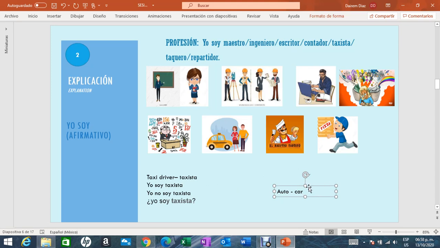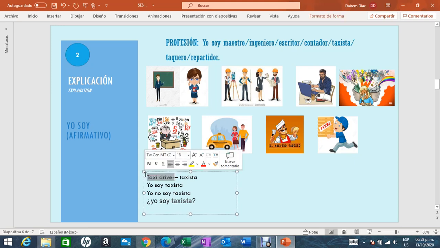This is very, very famous here in Mexico. A lot of people do this and they make a very good living. Taquero. Taquero would be a taco cook, something like that. Yo soy taquero. Yo no soy taquero. ¿Yo soy taquero? Sí, yo soy taquero. No, yo no soy taquero. Taqueros prepare tacos.